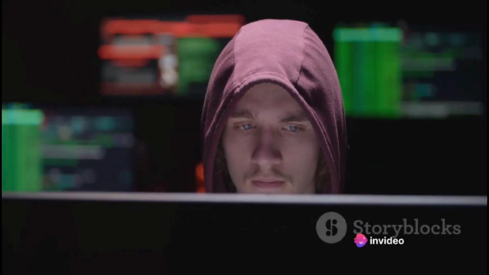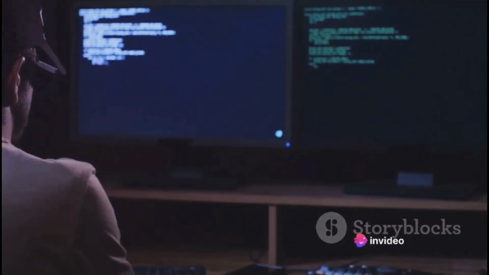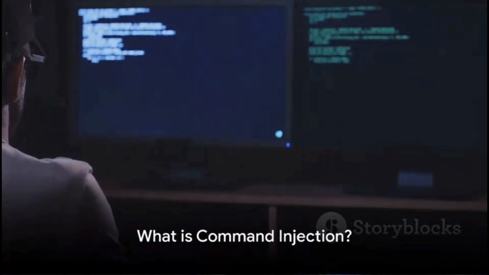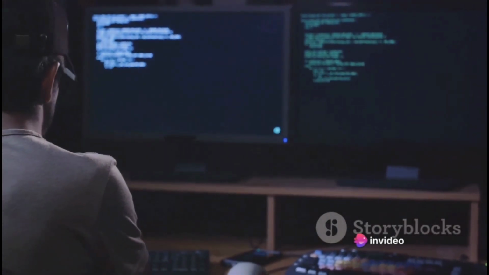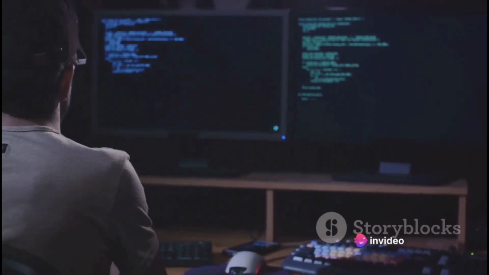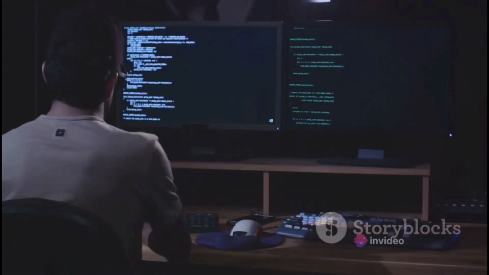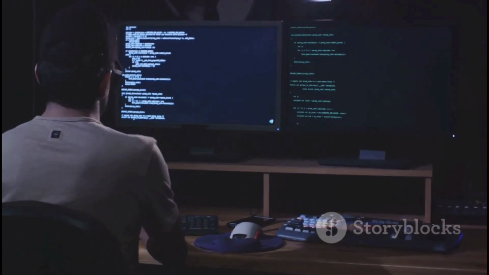This is no fairy tale, it's real and it's happening. Understanding command injection is the first step towards better cybersecurity. So, what exactly is command injection? Command injection, also known as OS command injection, is a form of attack where an attacker tricks the system into executing unauthorized operating system commands.